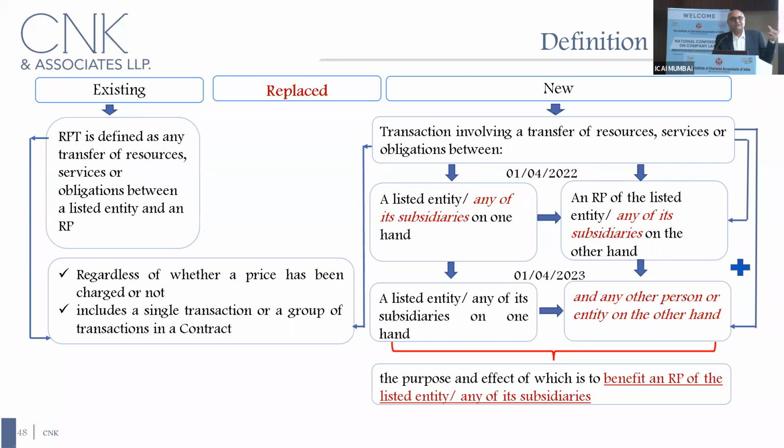big is the job of even compiling these transactions, because any transaction between those 90 subsidiaries, my main company is nowhere concerned with it. They will not even know what are the transactions. But now from April 22, they become reportable in the holding company's RPT also.